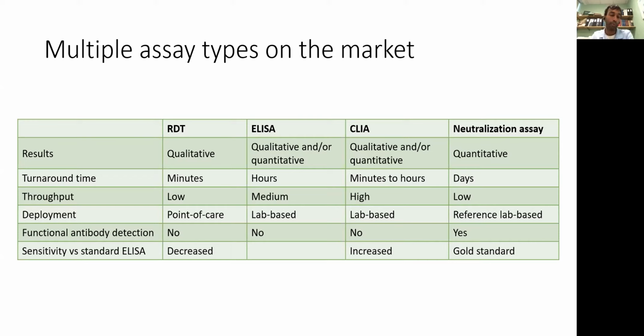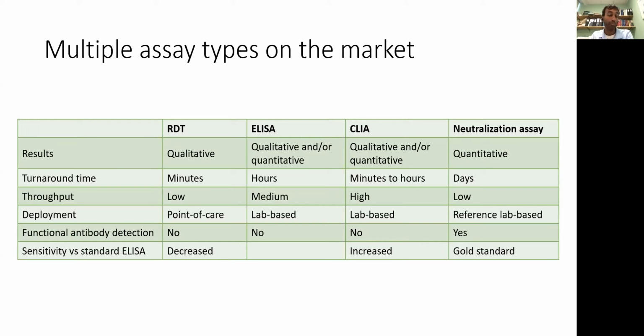The throughput of the RDT is relatively low because you can only do one patient per test. For ELISAs, they're considered medium throughput on the order of several hundred a day. And the chemiluminescent assays are high throughput where we can do up to thousands a day. And neutralization assays are very low throughput. They can only do several a day.